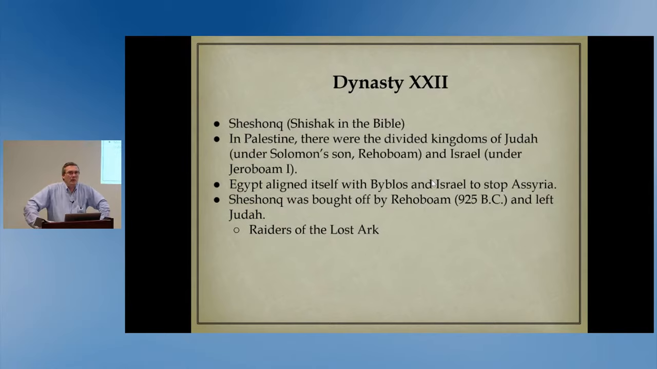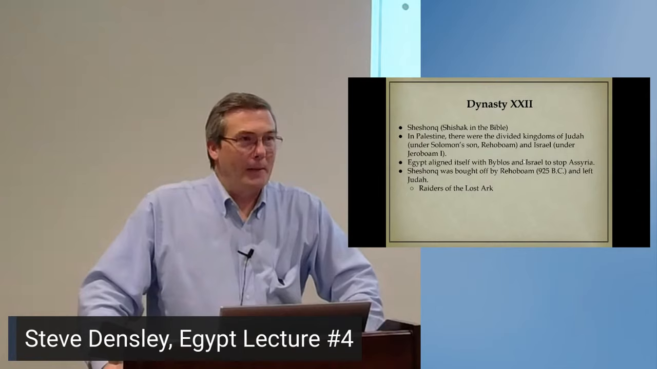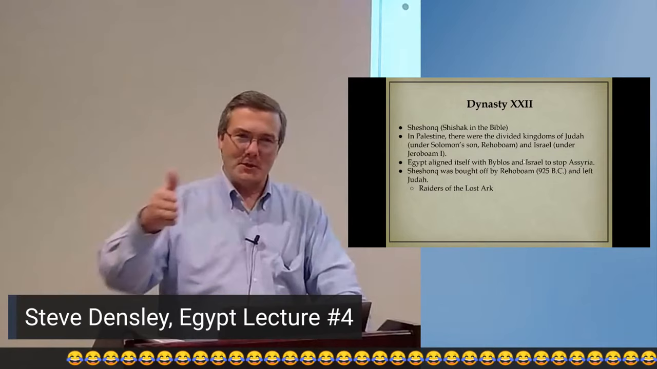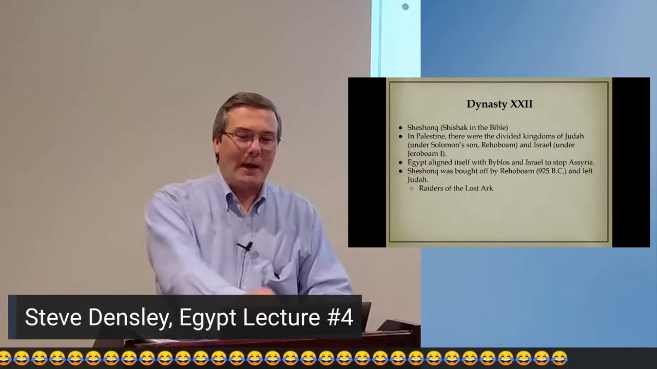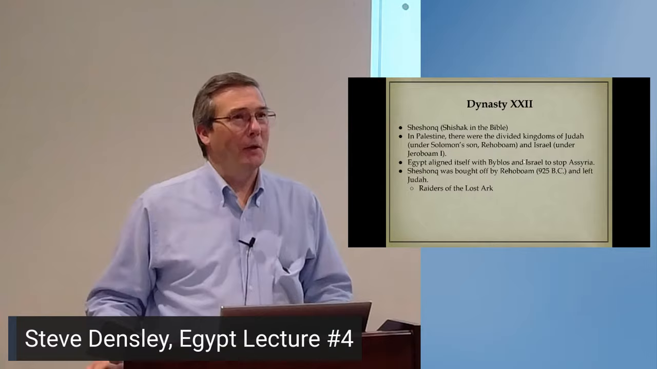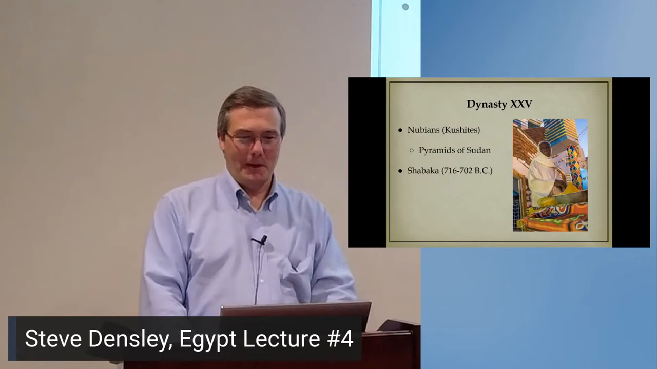Shishak lays siege to Judah. Rehoboam buys him off. It mentions how he's carrying off all the loot from the temple. Indiana Jones figures out that they must have taken the Ark of the Covenant back with them to Egypt. And so Indiana Jones thinks that it must be Tanis, and he finds the Ark of the Covenant there in Egypt. And that goes back to this story about Shishak taking the temple treasure back to Egypt. Incidentally, the Ark of the Covenant is not listed among the pieces of treasure that Shishak takes, but what the heck? It's as good a theory as any.